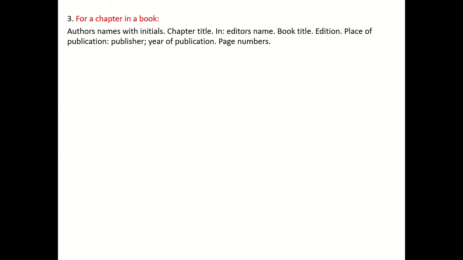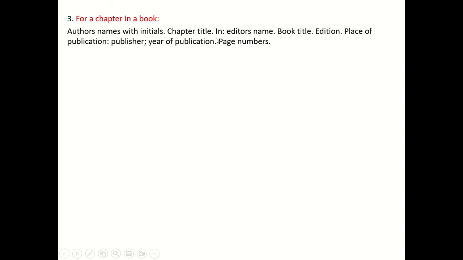Now for example, you are referencing a chapter in a book. At that time you will have to write the author's name with initials, then the chapter title, not the book title, chapter title, and then "in". Now this stands for who has edited the book. After this "in" you will have to write the editor's name. Now the editor is different and the author is different. The author is who has written that chapter and the editor is who has edited the whole book.